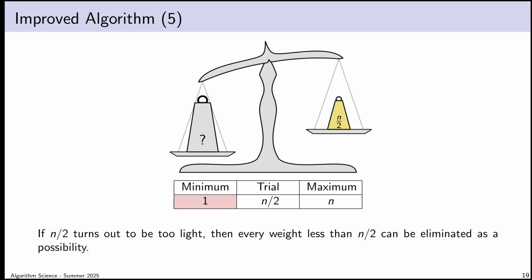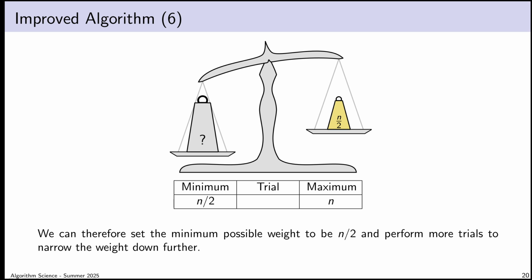So if n over 2 is too light, then everything between 1 and n over 2 is also going to be too light. So every weight less than n over 2 can be eliminated as a possibility. So I could update my minimum to be n over 2. Now you might also be saying, hey, wait a minute, n over 2 is too light, so there's no way n over 2 will be the right answer. Yes, that's right. It turns out the minimum should be n over 2 plus 1. But with the interest of keeping the numbers clean, for now I'm just going to say n over 2. There's nothing wrong with having the range be a little bit too big, but we'll see later that I actually can make the range a bit tighter than that. So we'll come back to that when we come to writing the pseudocode.